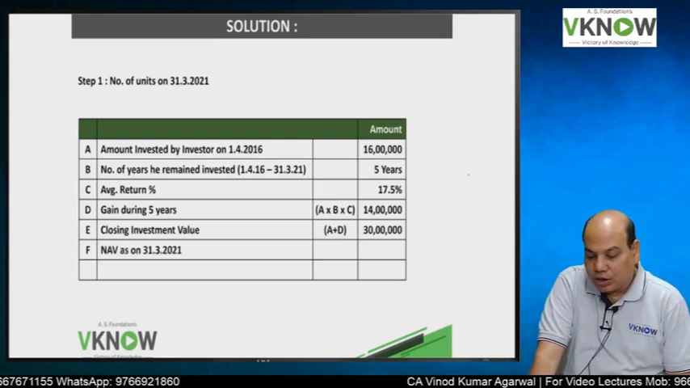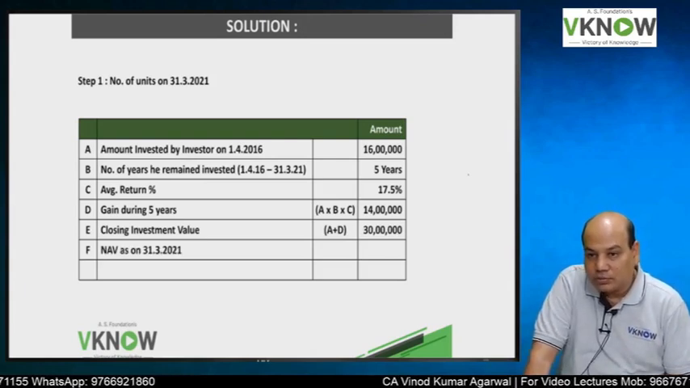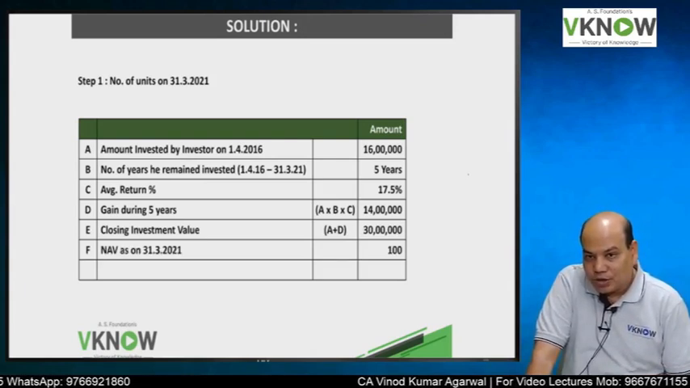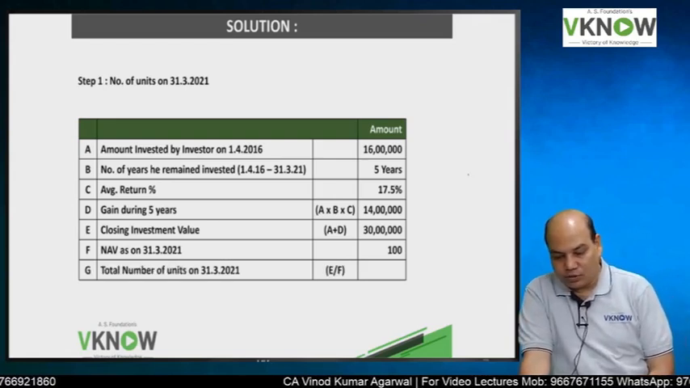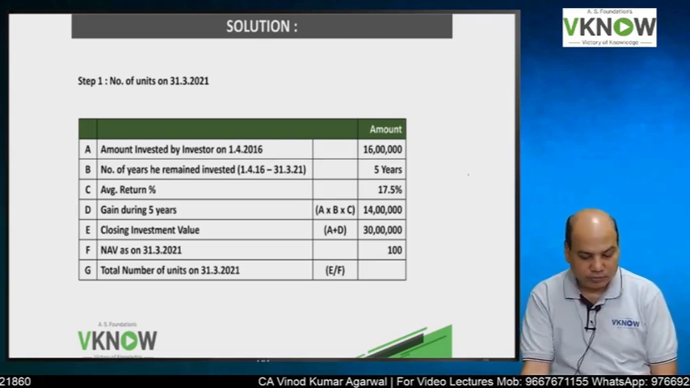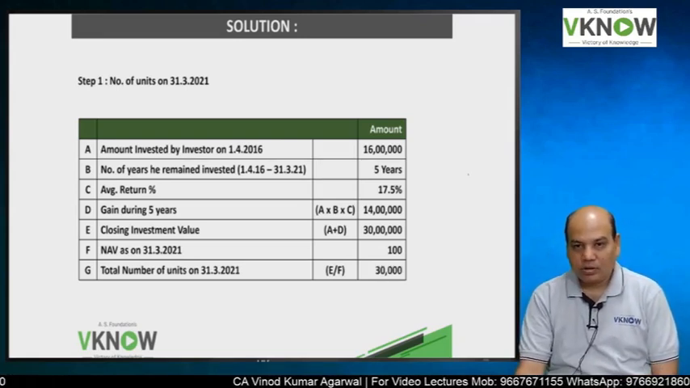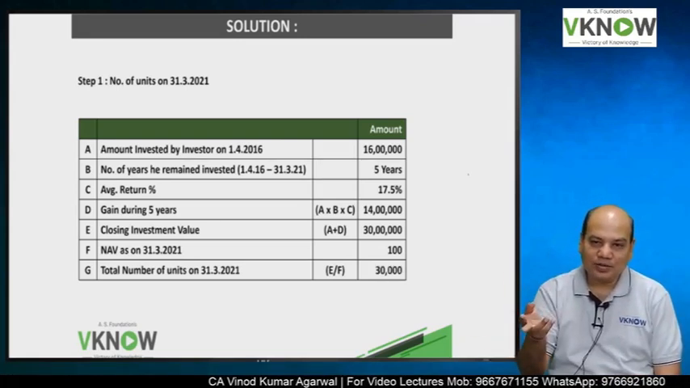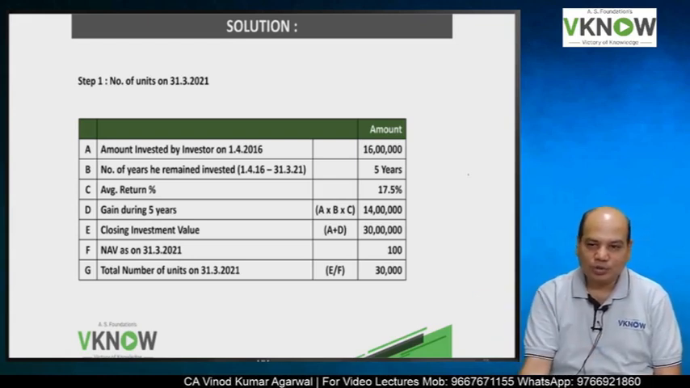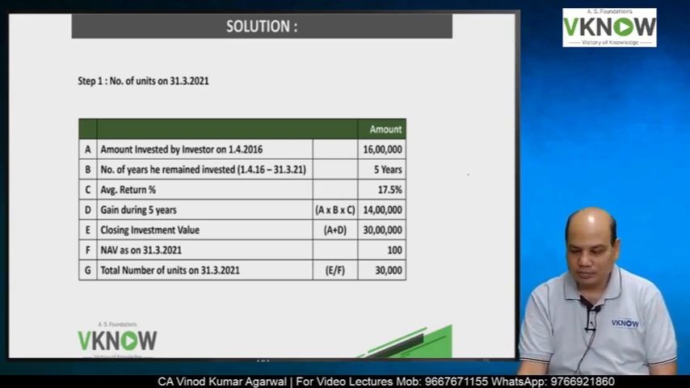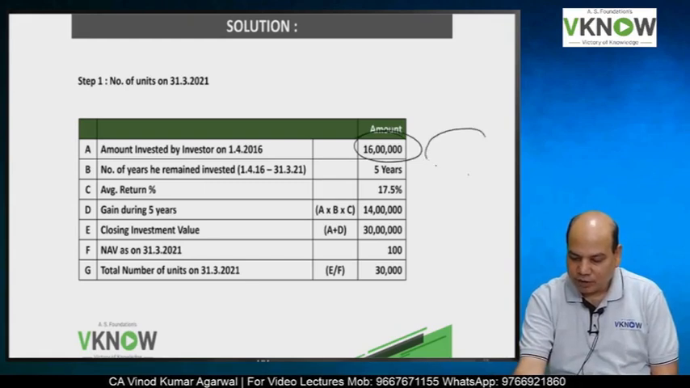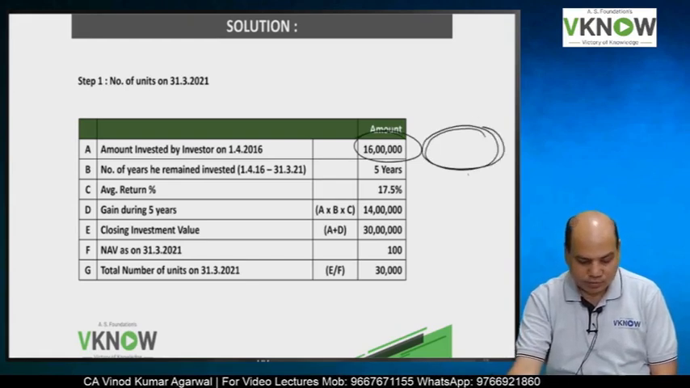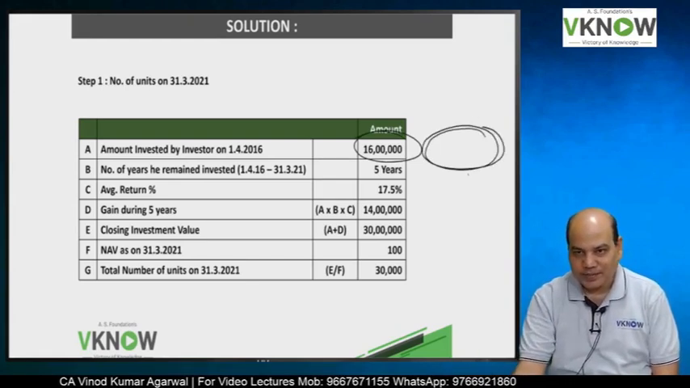And what is the closing NAV on 31st March 21? 100. So can you find out the number of units? Number of units will be 30,000 on 31st March 21. Now can you do reverse working and reach the opening number of units? Opening investment is 16 lakh. Divide by opening units, you will get the opening NAV.